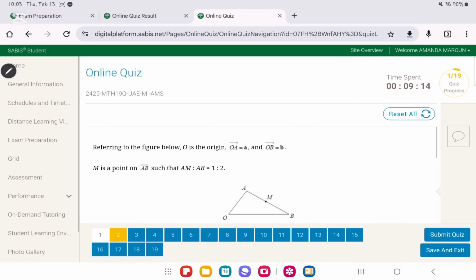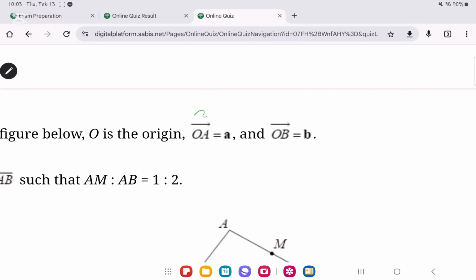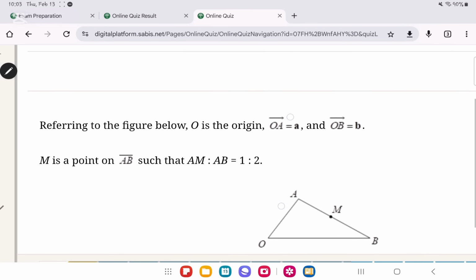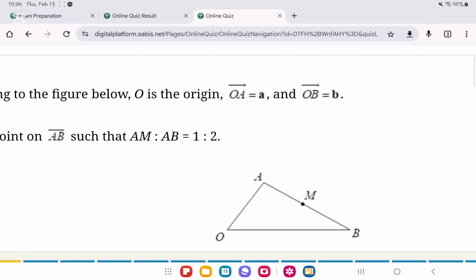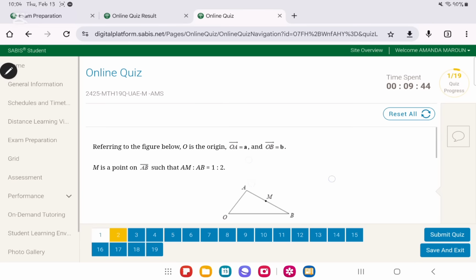They said, referring to the figure below, O is the origin. OA is A and OB is B. Okay, you have to pay attention. OA starts from O, ending at A. OB starts at O, ending at B. M is a point on AB such that AM to AB is 1 over 2. So that means M is a midpoint. This is very simply what they are trying to tell us.